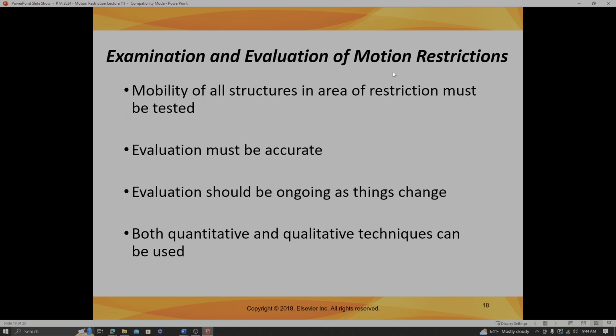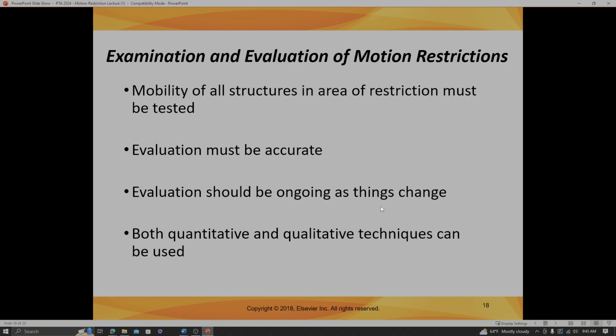All right, examination and evaluation. Obviously, this is not necessarily within our purview as PTAs, but what you'll see from the PT, and what will be reassessed regularly, is the mobility of all the structures in the area of restrictions. So we have to test those things, figure out where they're at, and evaluate them accurately. Like, what exactly is going on? Are we talking capsular pattern? Are we talking non-capsular? Are we thinking this is a contractile tissue issue, or is this a non-contractile tissue issue? So your PT will give you insight for that.